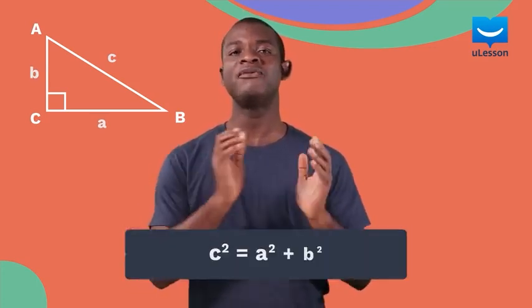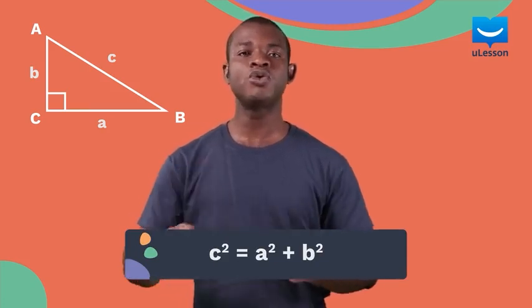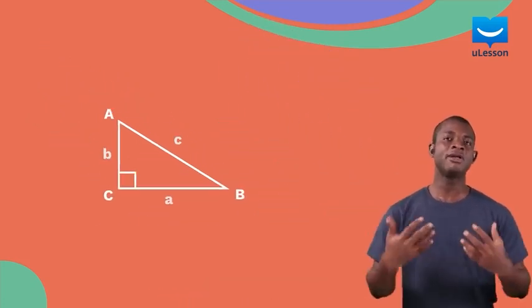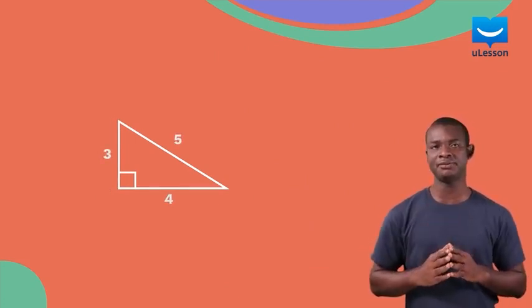The theorem can be stated that for any right-angled triangle with the length of the hypotenuse given as C and the lengths of the other two sides given as A and B respectively, the square of the length of the hypotenuse is equal to the sum of the squares of the two remaining sides. The theorem holds for all right-angled triangles and can be seen in this illustration.